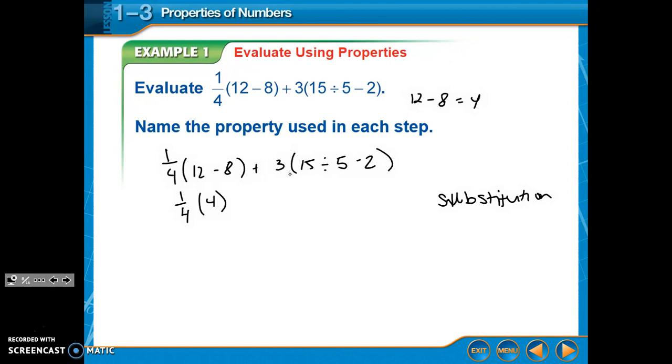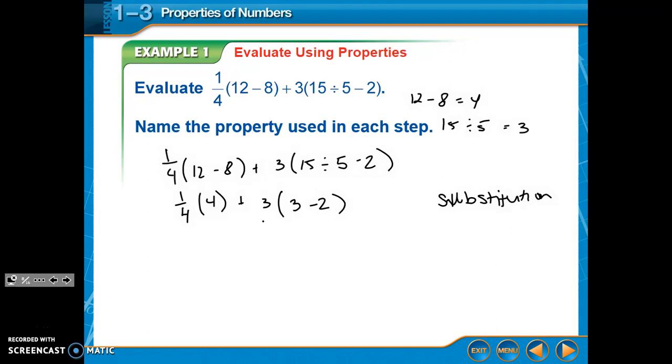Something like that. Okay. And then I have inside these parentheses over here, 15 divided by 5 is 3 minus 2. So this is also substitution. I also know that 15 divided by 5 is equal to 3. So I was able to replace that.